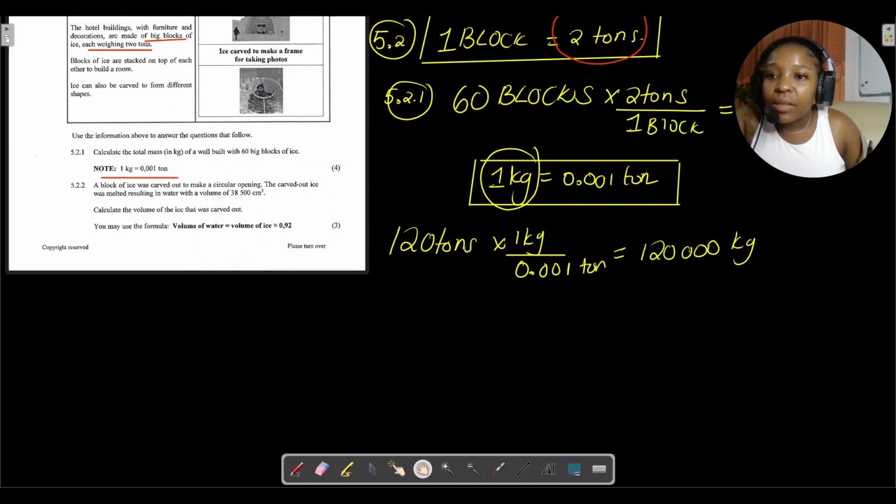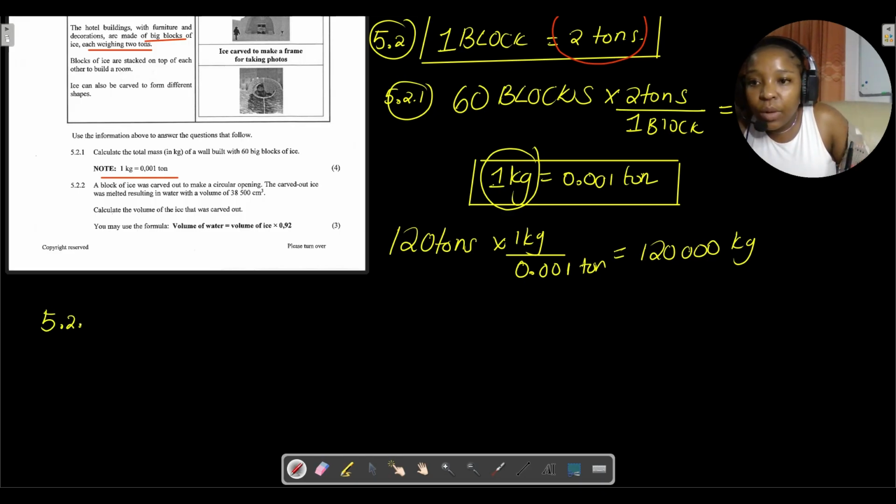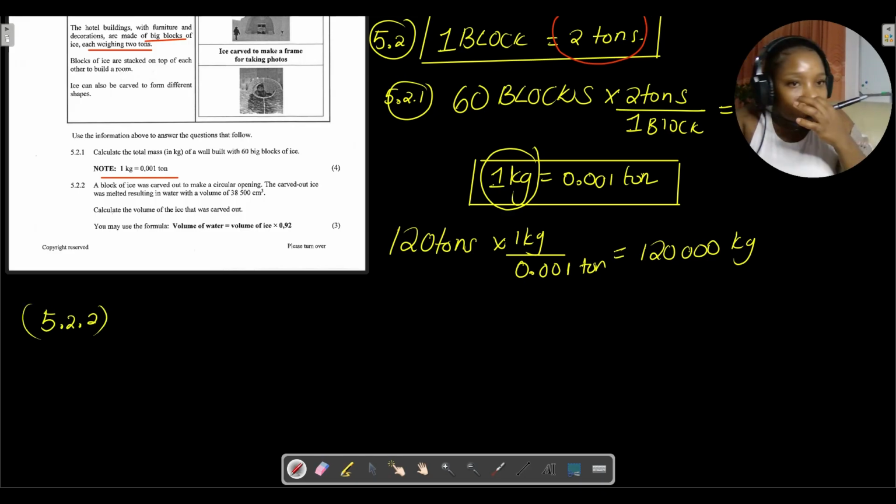Question 5.2.2. A block of ice was carved out to make a circular opening. The carved out ice was melted, resulting in water with a volume of 38,500 centimeters cubed. Calculate the volume of the ice that was carved out. You may use this formula. This question is nice and easy. We are given everything that we need. We don't have to be panicking, right?